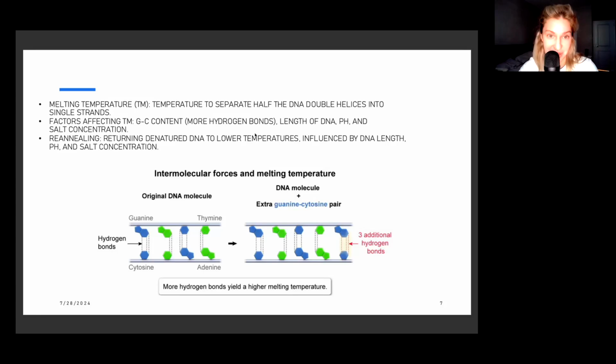What is melting temperature? It is the temperature to separate half the DNA double helixes into single strands. Factors that might affect melting temperature are GC content, which means more hydrogen bonds, we have 3 instead of 2, the length of the DNA, pH, and also salt concentration. We also have reannealing, returning denatured DNA to lower temperatures, influenced by DNA length, pH, and salt concentration as well.